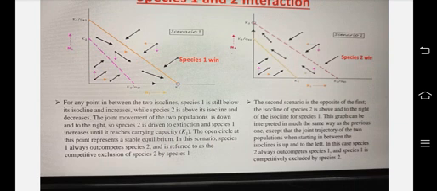For any point in between the two isoclines, species 1 is still below its isocline and increases, while species 2 is above its isocline and decreases. The joint movement of the two populations is down to the right, so species 2 is driven to extinction and species 1 increases until it reaches carrying capacity K. The open circle at this point represents a stable equilibrium. In this scenario, that means species 1 is winning. Species 1 always outcompetes species 2, which is referred to as the competitive exclusion of species 2 by species 1.